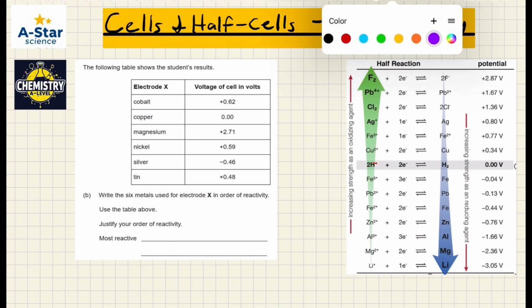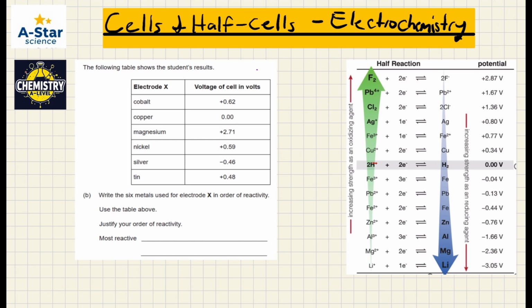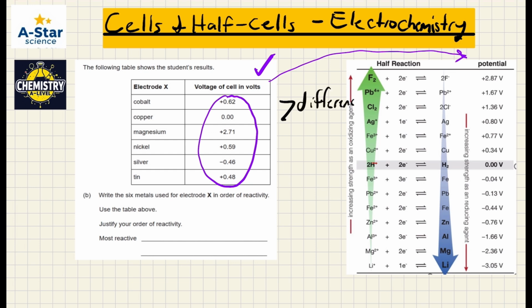Now, it's interesting that even though this is A-level chemistry, in GCSE, you would have already encountered a question like this. So, for example, it says, write the 6 metals used for electrode X in order of reactivity. And they give a list of voltages of the cells. Well, what those are, they don't tell you in GCSE, are actually the standard electrode potentials of these cells. And so how do you find the reactivity? Well, you look for the greatest difference between 2 cells.